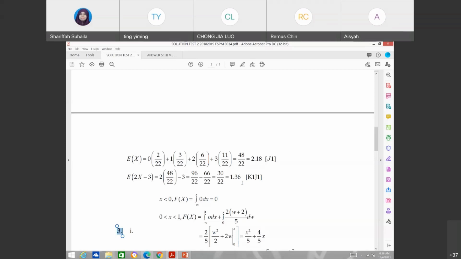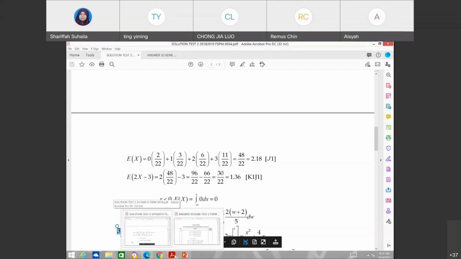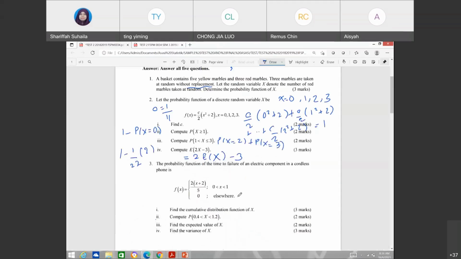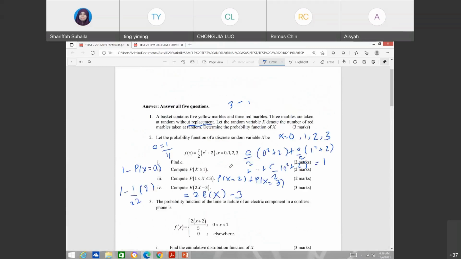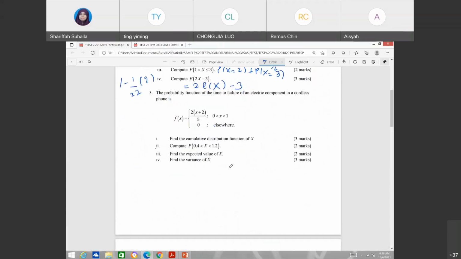Okay, so let us refer to the question again. Itu question tu, I just proceed if you don't have any question. I think you'll already get the answer. Okay, question 3. So let's say you want to find this f(x). You want to find the cumulative distribution function. So cumulative distribution function, what you want to find is capital F(x).